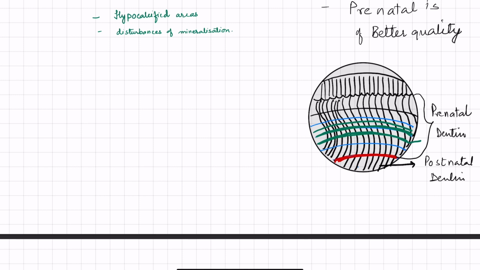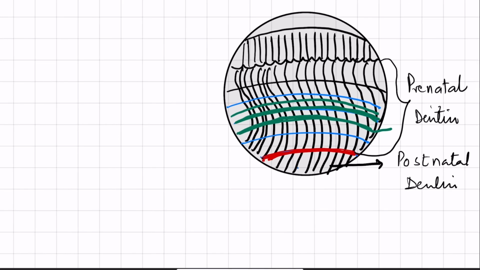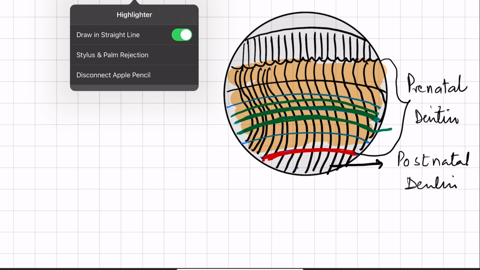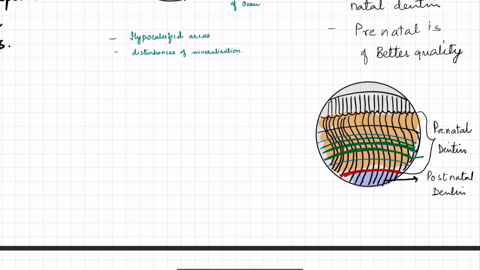Okay, so the red line which is denoting the neonatal line, the yellow color what I am showing here is the prenatal dentine. So here we can see the prenatal dentin in the yellow, then the neonatal line, and the postnatal dentin in the blue. So the neonatal line is demarcating the prenatal and the postnatal dentin.